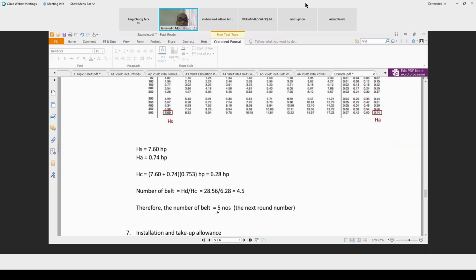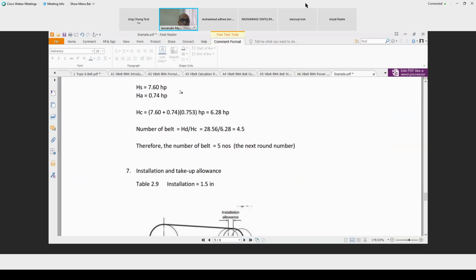If D divided by HC, you get the number of belts, the next round number, going to be 5. Even though you got 4.01, still 5 belts. Meaning that you need 5 belts, 5 belts of C90 in that pulley. That means the pulley must have 5 belts. Okay, any question? I think this is going to be very straightforward compared to what you had before. All right, any question? All right, you can proceed with the other one.